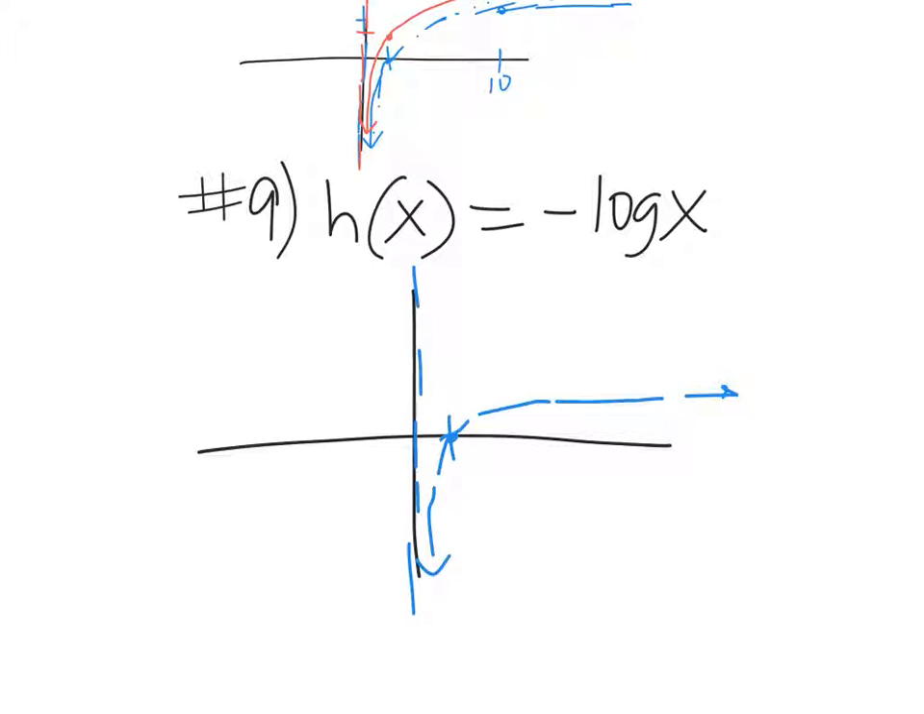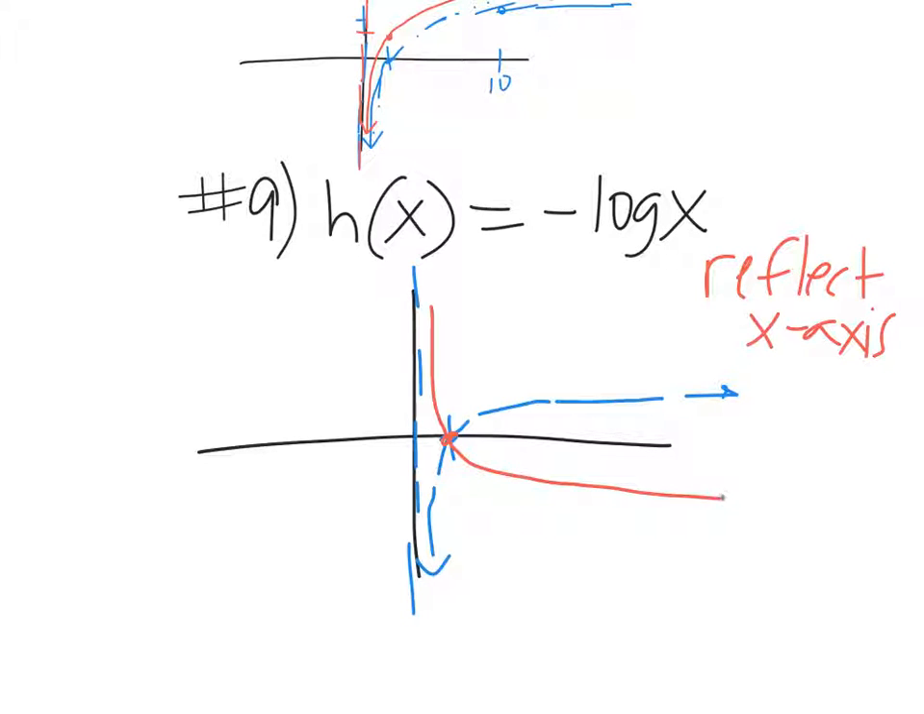And negative log x tells me that I need to reflect over what? Anyone remember? The x-axis. Very good. Reflect over the x-axis. So here's our x-axis right here. We're going to reflect, and it's going to look like that. And the asymptote stays the same. Yay.